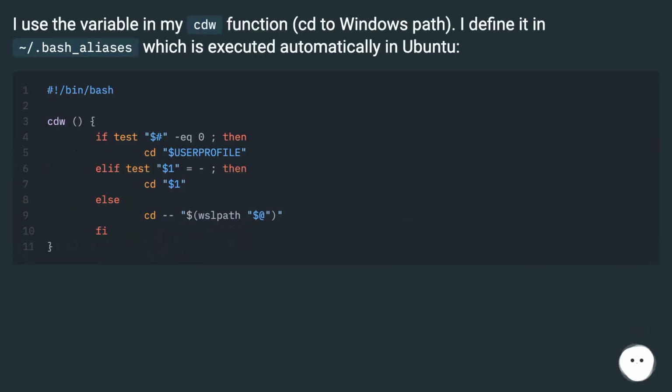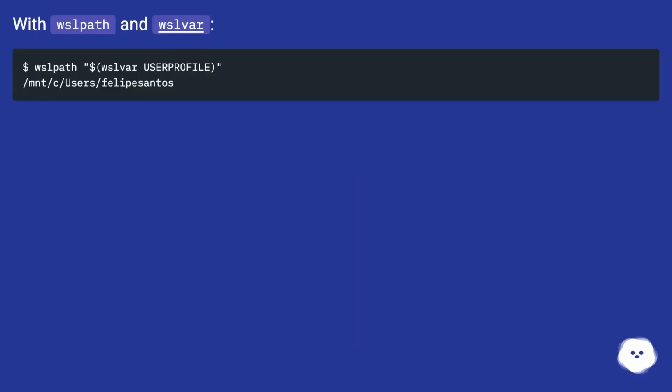I use the variable in my cdw function, cd to Windows path. I define it in ~/.bash_aliases, which is executed automatically in Ubuntu. With wslpath and WSLENV.